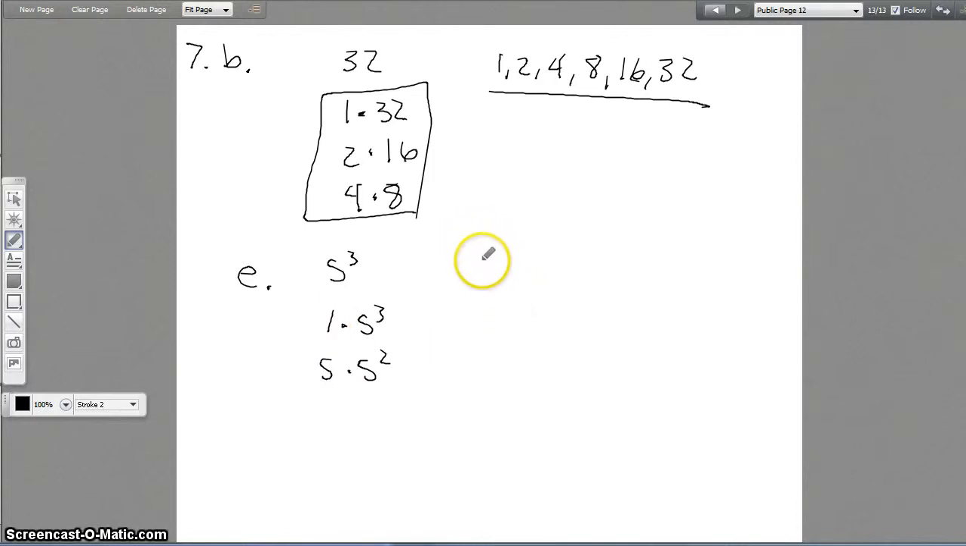So listing our factors in order, we have 1, 5, 5 squared, and 5 cubed. You can leave your answer in this form, or you can go ahead and multiply it out, which would be 1, 5, 25, and 125. I am fine with leaving it in factor form, in exponential form. So that was number 7, which is just like number 12 that I assigned for homework.